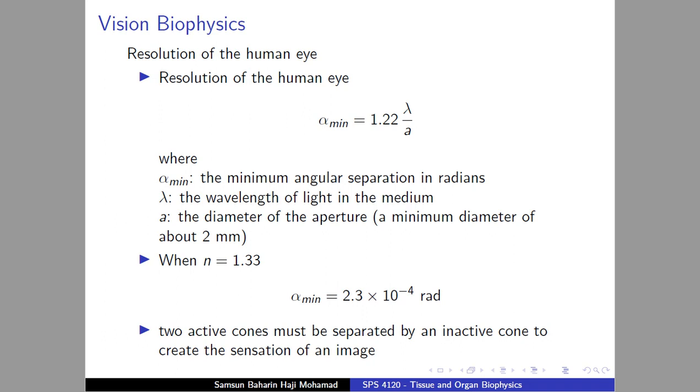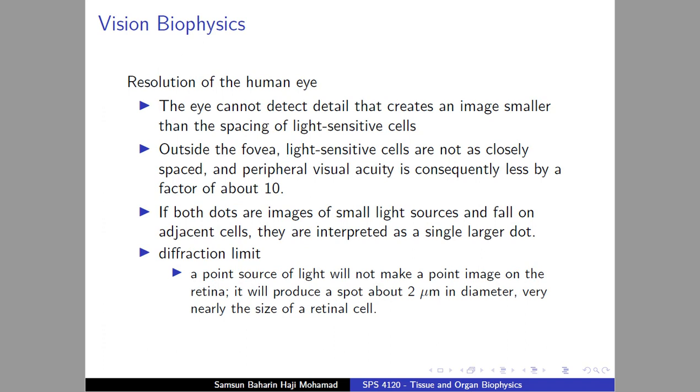Two active cones must be separated by an inactive cone to create the sensation of an image. The eye cannot detect detail that creates an image smaller than the spacing of the light sensitive cells. Okay, so meaning that if we have two detectors and we aim a laser between the two detectors, neither detector catches the laser, so it will not get any reading or signal.